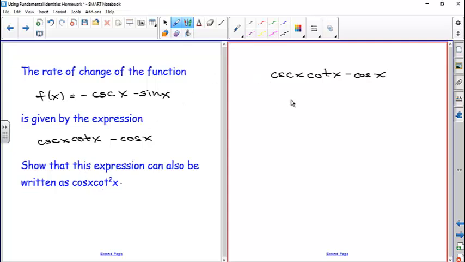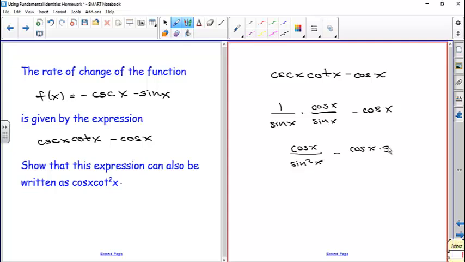So the thing I would do, I think, is rewrite these in terms of sine and cosine. Cosecant is 1 over the sine. The cotangent is the cosine divided by the sine. We'll leave this second part the same. So that's the cosine of x over the sine squared of x minus the cosine of x. We're going to multiply by the sine squared of x divided by the sine squared of x, so we can combine these two fractions. So we get the cosine of x minus the cosine of x times the sine squared of x, all divided by the sine squared of x.